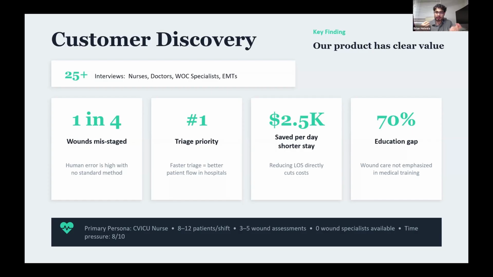So even our primary persona, the CVICU nurse that we interviewed, you can see the summary at the bottom. They receive about 8 to 12 patients per shift and 3 to 5 wound assessments a day, and there's 0 wound specialists available in her region. So that just leaves them with no specialized training to give a correct treatment. So it's left to more time loss and more problems for the patient and the hospital.